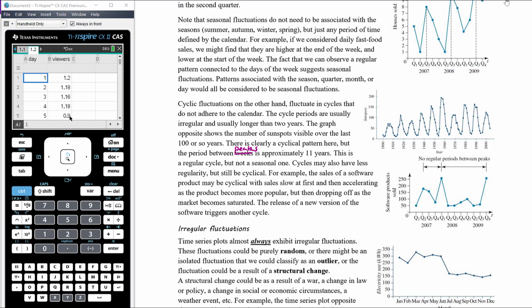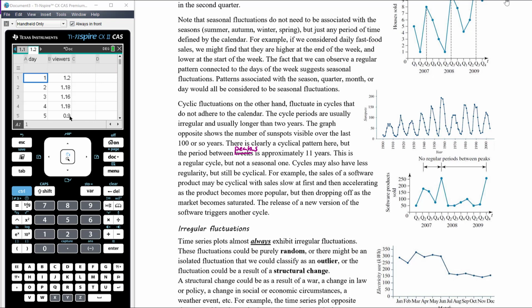So for example, if we're looking at software sales, when we release a piece of software, the sales might be slow at first, and then they might peak shortly after as word gets out and the software becomes popular, and we might get a rush and good solid sales, and then things will slowly drop. Sales of that software will drop off as that software becomes older and older. Then when we release a new piece of software, we trigger that cycle again.